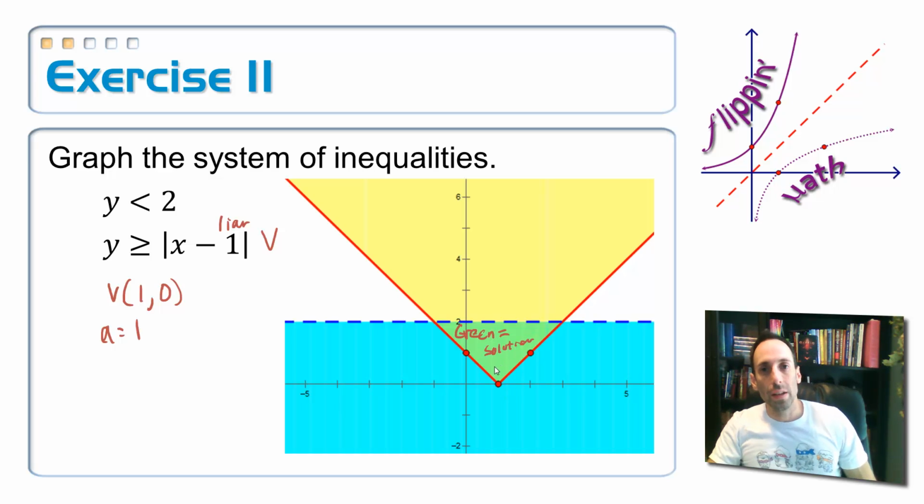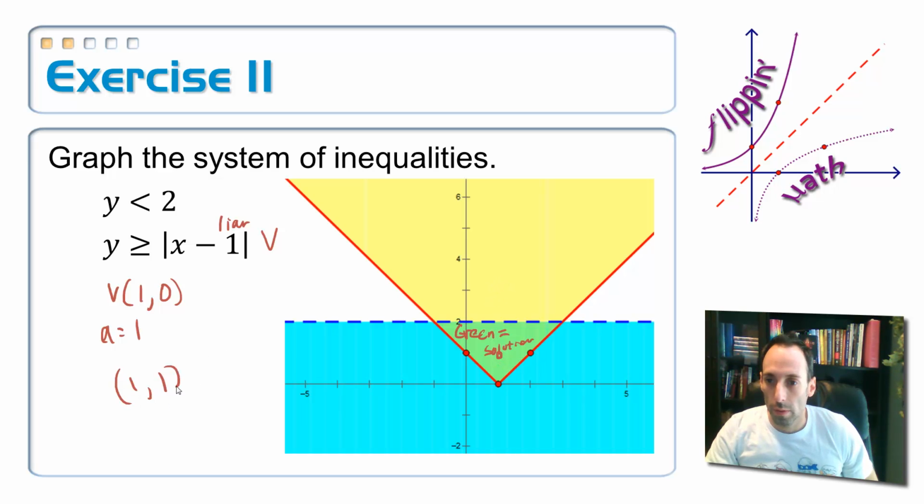And if I wanted a point that satisfies both of the system here, I could just choose anything. How about I choose 1, 1? So the point 1, 1 would be an example of a solution, just one of infinitely many.